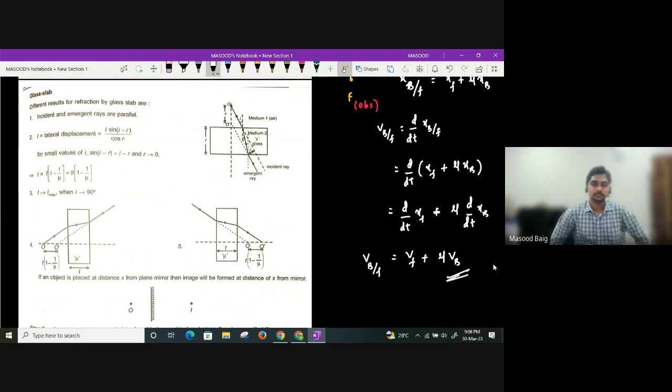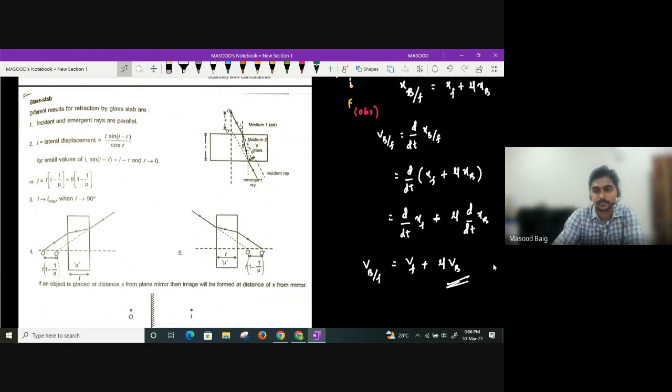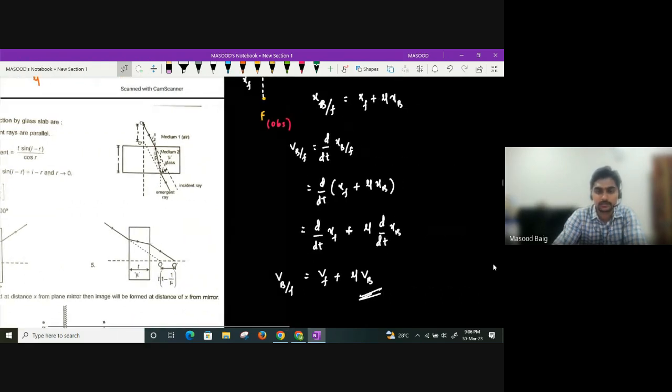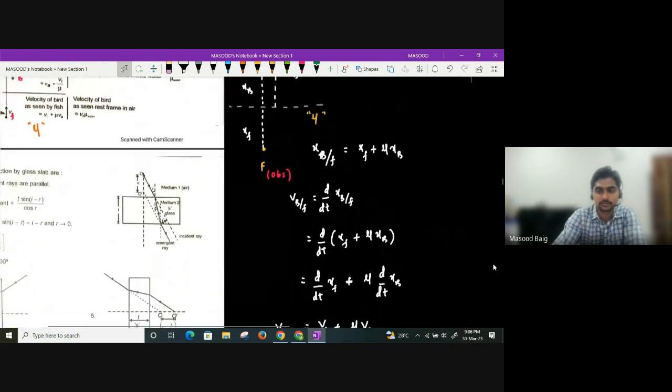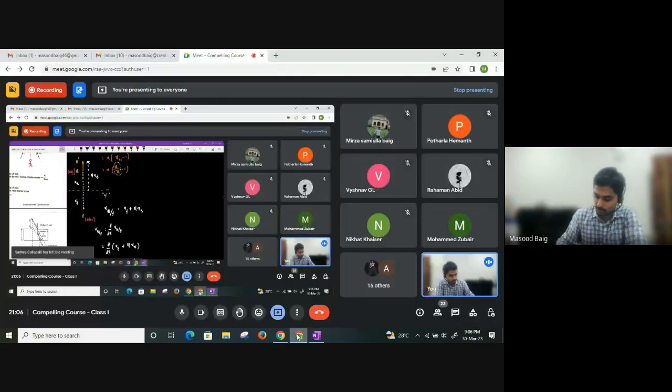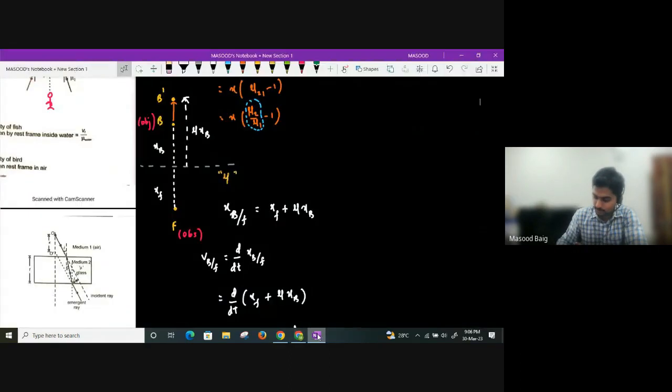Clear? Can you tell me what will be the speed of the fish with respect to the bird? Everyone understand this? I hope someone's mic is turned on. Please mute it, guys. What am I asking now? I'm asking you what is the speed of the fish with respect to the bird?